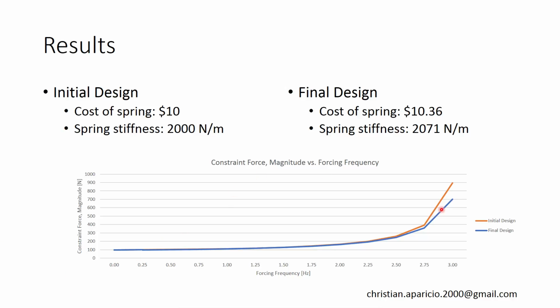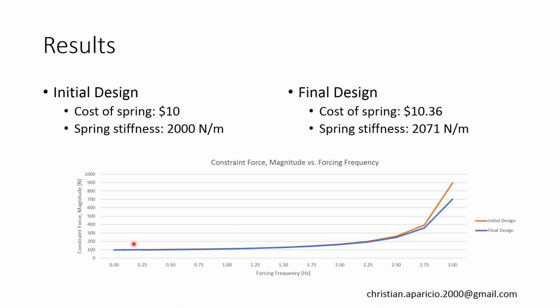Here in orange is my original frequency response curve for the force at the constraint, node 1. In orange, I can see that at forcing frequency of 3 Hz a maximum value of 900 newtons. After we imposed our design constraint, MSC Nastran found that the new stiffness needed to honor the design constraint was a value of 2071 newtons per meter. And here in blue is the new frequency response result.